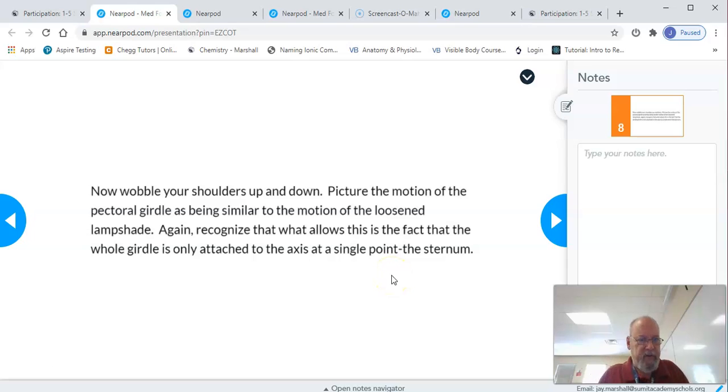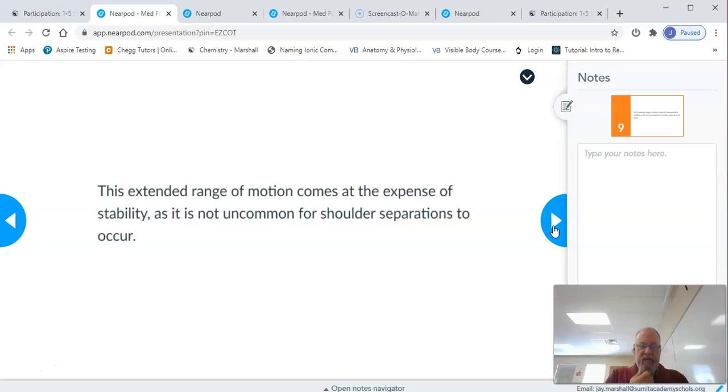So if you wobble your shoulders up and down and picture the motion of the pectoral girdle as being similar to the motion of the loosened lampshade, that could be helpful. Again, recognize that what allows this is the fact that the whole girdle is only attached to the axis at a single point at the sternum. This extended range of motion comes at the expense of stability, and hopefully this should make sense. The more stable I am, the less range of motion I have. The more range of motion I have, the less stable I am. And it's not uncommon for shoulder separations to occur.